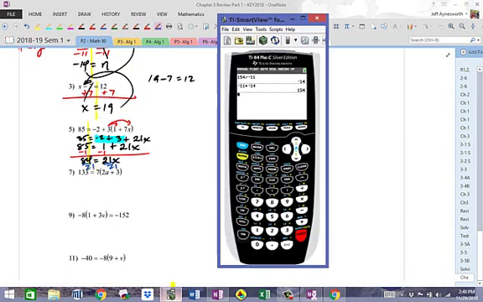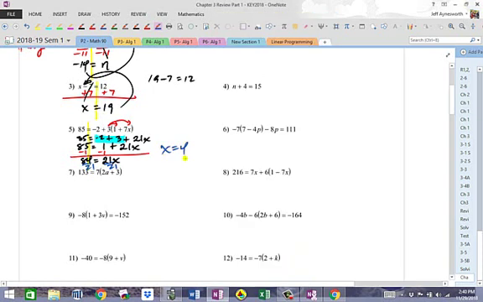If you don't know what 84 divided by 21 is, you simply input it. 84 divided by 21, and it should be 4. So x is equal to 4.